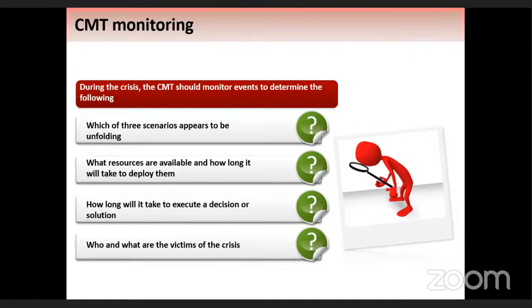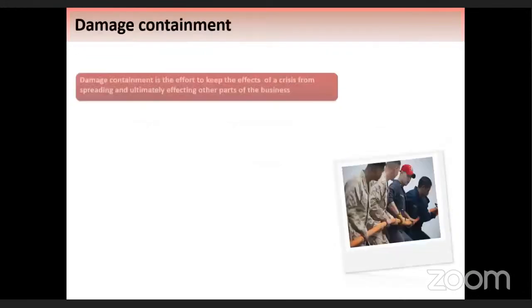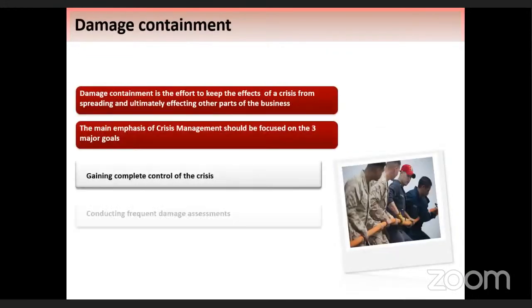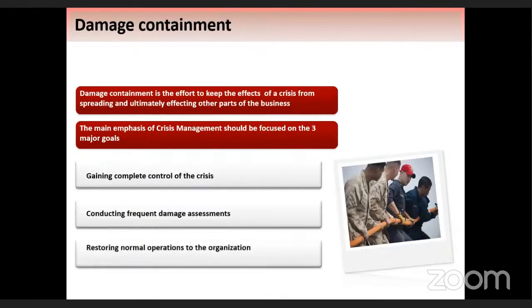Who and what are the victims of the crisis? Then how do we contain damage? Damage containment is the effort to keep the effect of the crisis from spreading and ultimately affecting other parts of the business.